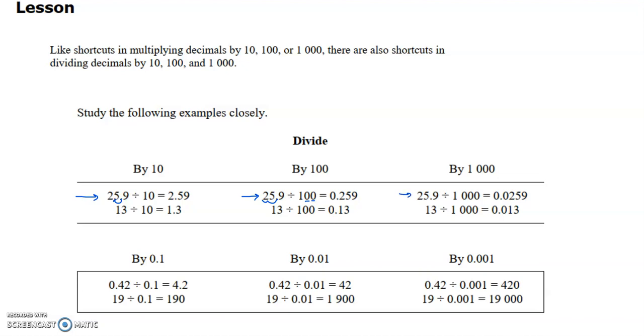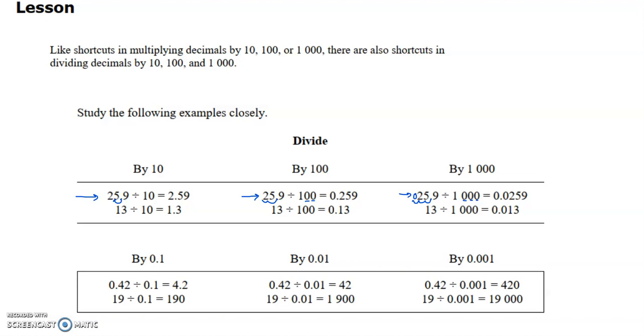And if we're dividing by 1,000, 3 decimal places, we're moving 1, 2, 3 places and filling up with a 0. So we'll end up with 0.0259. So dividing by multiples of 10 is very much like multiplying by multiples of 10. We're sliding this time to the left instead of to the right.